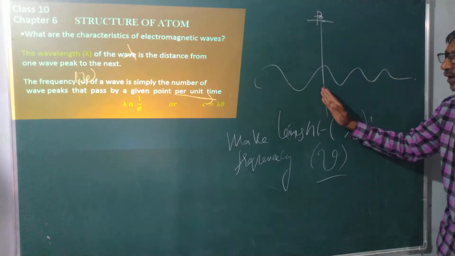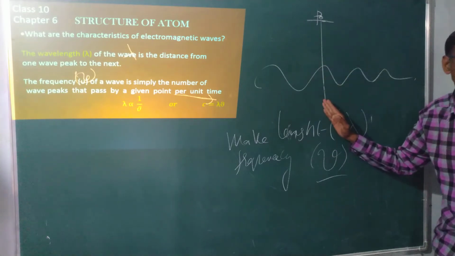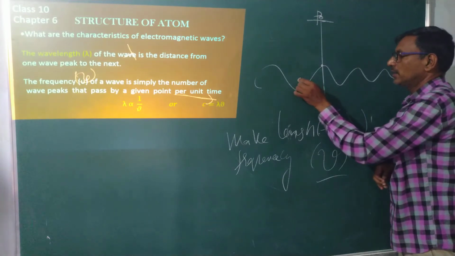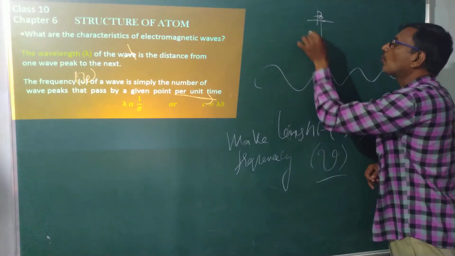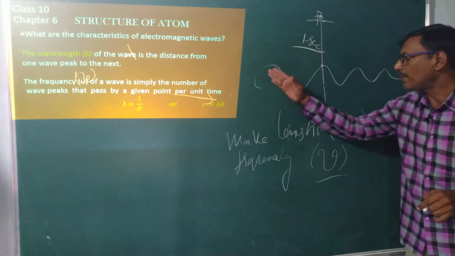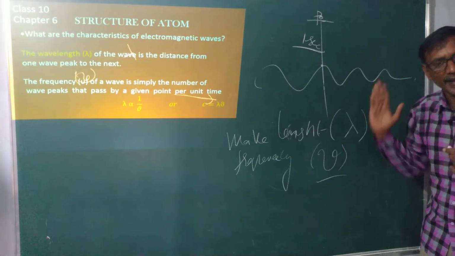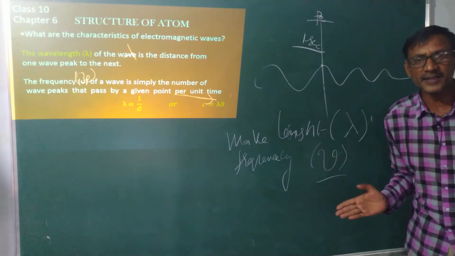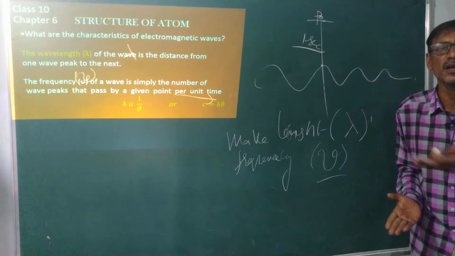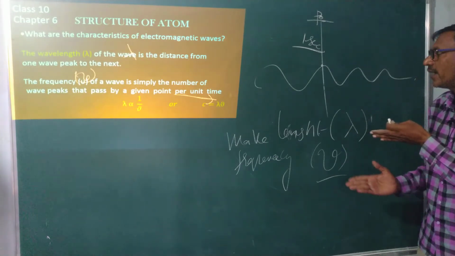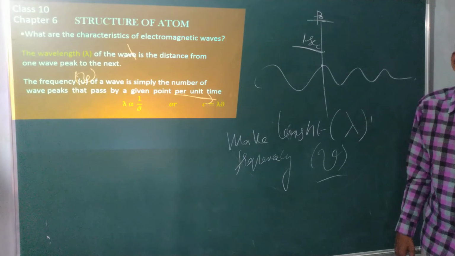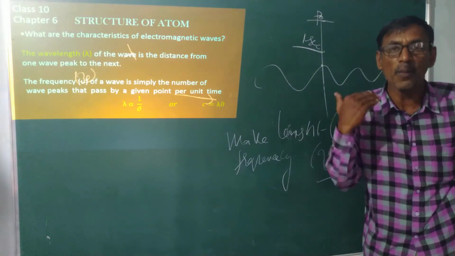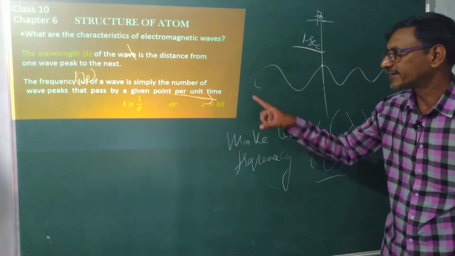Given a point, for a unit time. This is my point. Suppose I would like to take only 1 second. Maybe the peaks travel 10 in 1 second, maybe 100, maybe 200, maybe 300, maybe 400. The number of peaks that pass in 1 second depends upon the intensity of the wave. I mean the electromagnetic wave. Very simple.